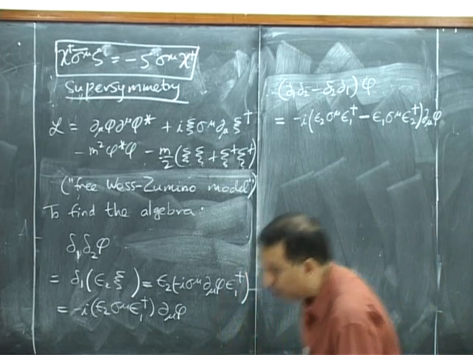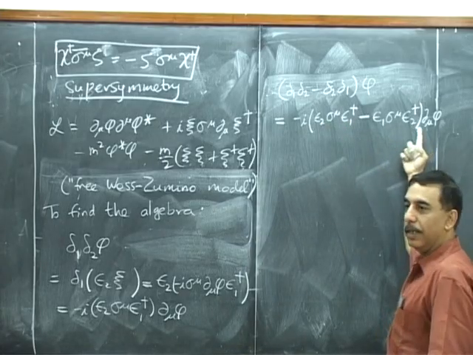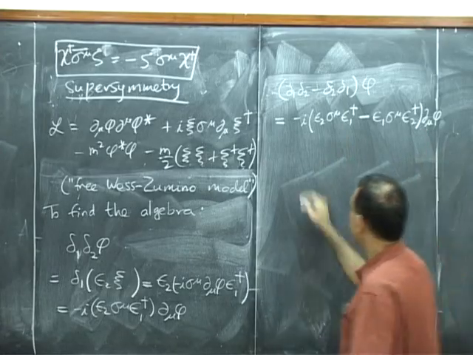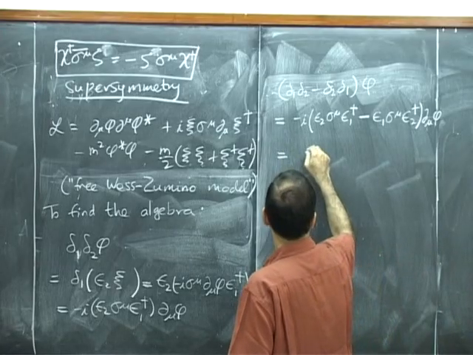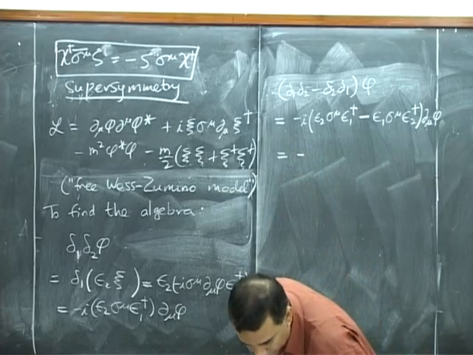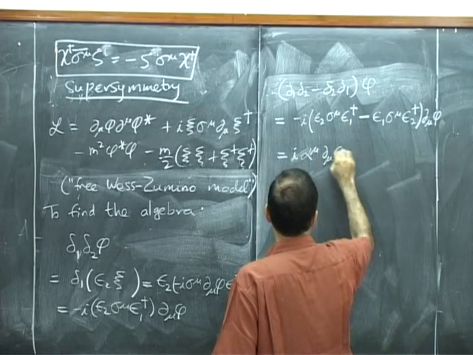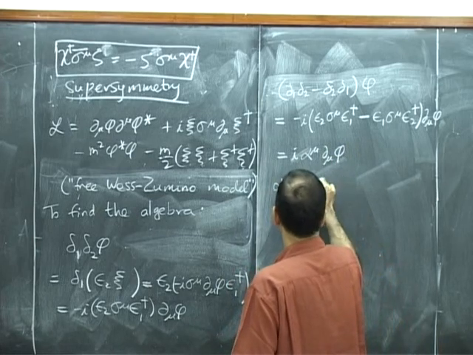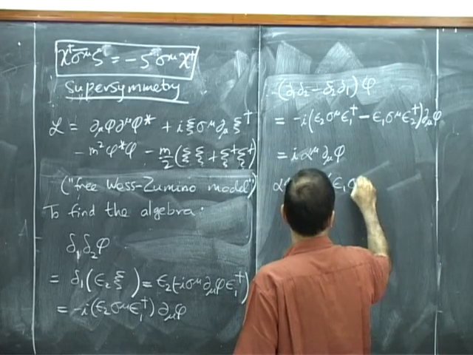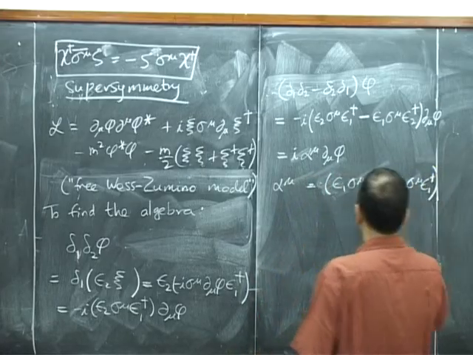Now hopefully we can convince ourselves that the dagger of this term is this term with the minus sign, so this whole thing is real, unlike just one of them. And this can be written as, I'm really not very concerned with signs right now, but the factors will be okay, alpha i alpha mu del mu phi, with alpha mu the parameter being epsilon 1 sigma mu epsilon 2 dagger minus epsilon 2 sigma mu epsilon 1 dagger.